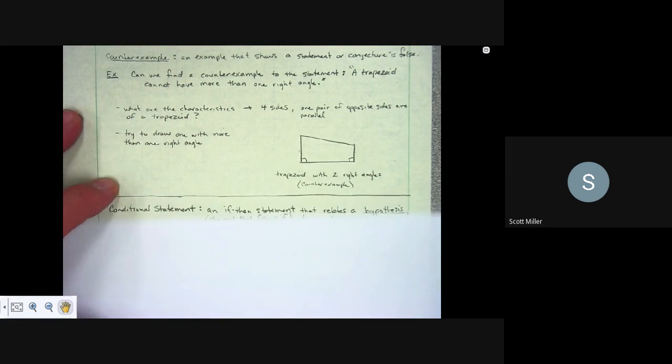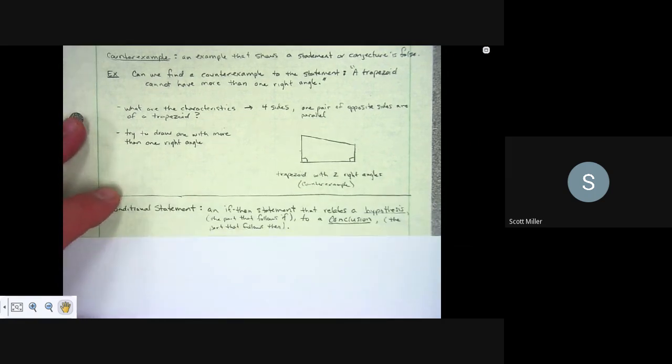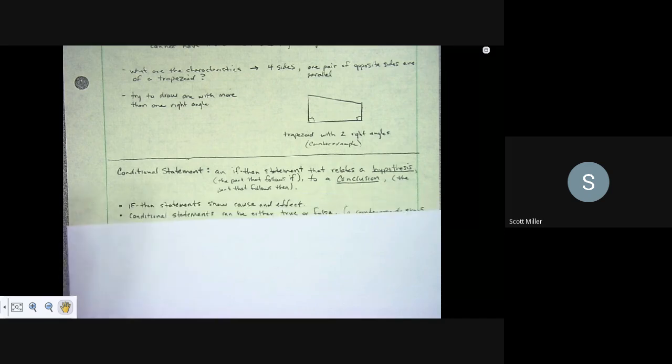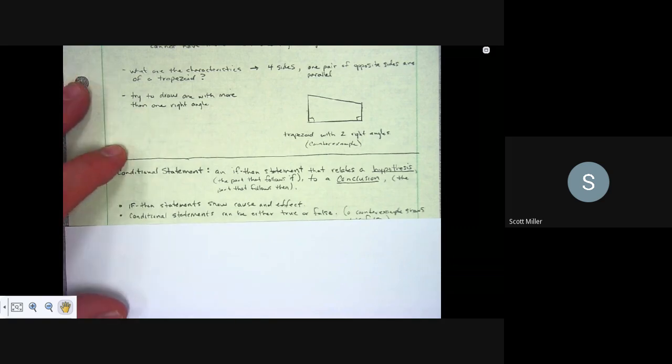Okay. So what are conditional statements? This is now from 1.5 stuff. What is a conditional statement? It's an if-then statement. So that relates a hypothesis, the part that follows the if, to a conclusion that follows the then. They show cause and effect. If this is true, then this is true. If this is false, then this is false. These kind of things. Okay, cause and effect. Conditional statements can either be true or false. A counterexample will show that it is false.